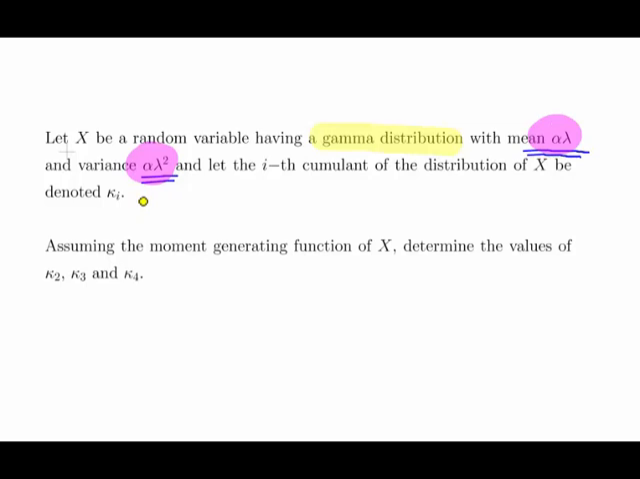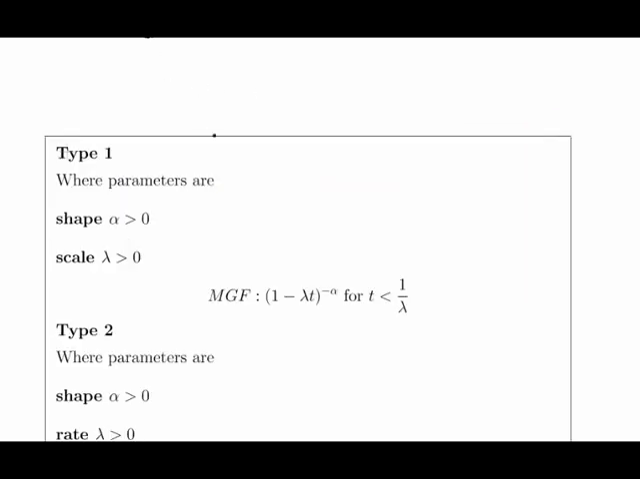This represents a key landmark, a key branching of the road, and let the ith cumulant of the distribution of x be denoted kappa i. So essentially what we're going to be working with is moment generating functions and the cumulant generating function of x. And what we're going to do is calculate kappa 2, kappa 3 and kappa 4, which are cumulants. So the first thing we have to do is decide what is the moment generating function.